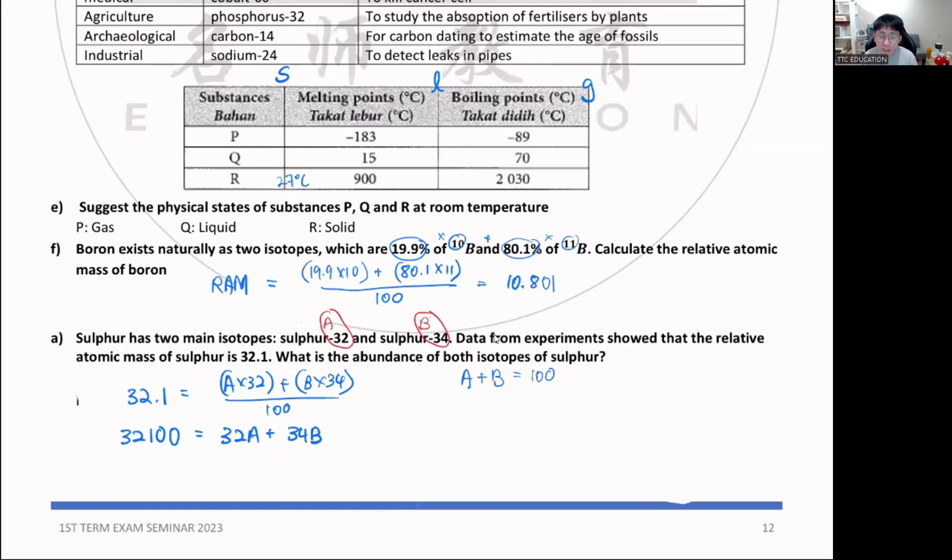So I move either my A or B, you choose one. Let's say I move my B over, I get A equals 100 minus B. Then you substitute your A. You do simultaneous equations, literally, you do maths, okay? You put in A equals 100 minus B, so you're going to get something like this: 32 multiplied by (100 minus B) plus 34B. Then you get this number. Okay, expand the equation, so 3200.